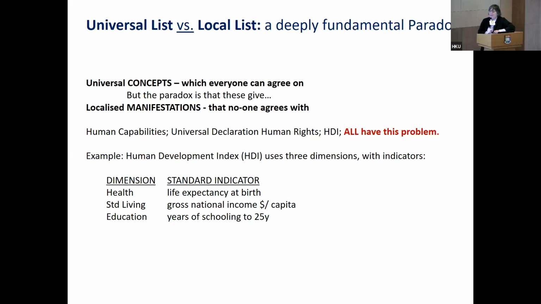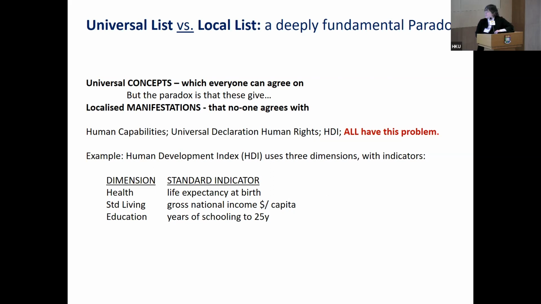The Human Development Index actually has got many concepts, but it's been simplified and simplified and simplified because people won't agree on it to 3 dimensions. And they have more than just these indicators, but these are the main indicators. So for health, we have a standard indicator that for health is life expectancy at birth. For standards of living, the standard indicator is the gross national income per capita. And for education dimension, the standard indicator is the years of schooling for a 25-year-old person.